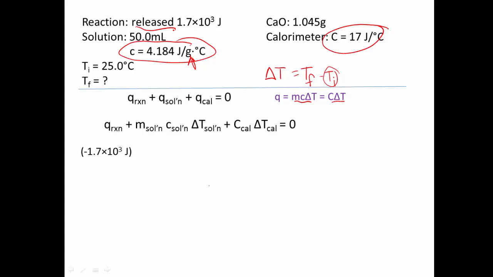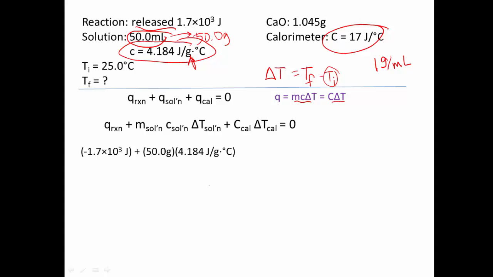Now we're going to substitute in our solution, knowing that, and since this isn't given for all of these problems, you can assume that all solutions have the same density as water, which is 1 gram per milliliter. So we know that we have 50 milliliters. Let's just switch it right over to grams. So 50.0 grams. All right, we can just straight substitute that in.